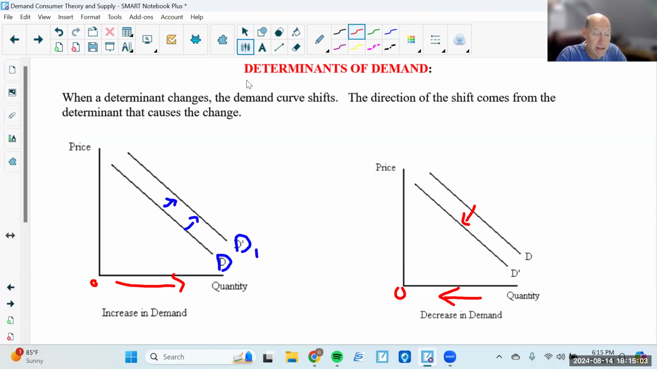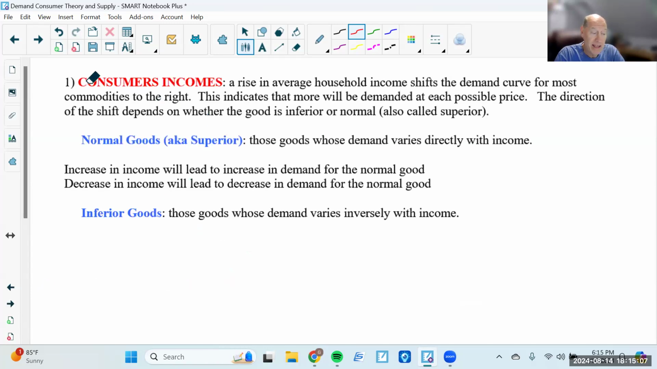So what makes the demand curve shift? The determinants. Okay, here we go. First one, incomes. When people are richer, do they buy more or less? They buy more. If they buy more, then the demand curve shifts to the right, meaning they're going to buy more.